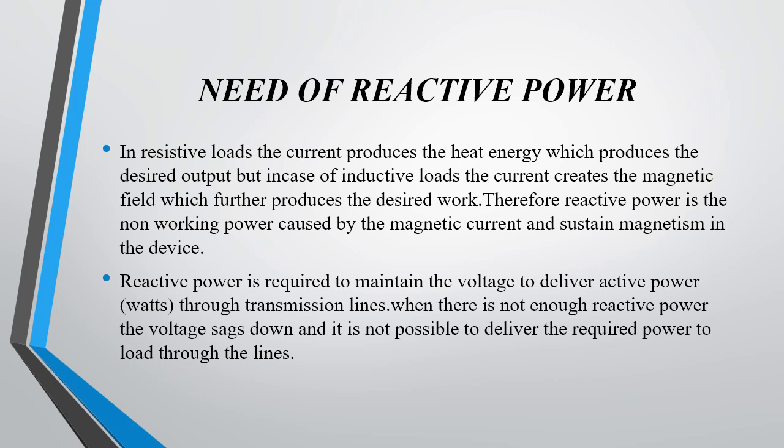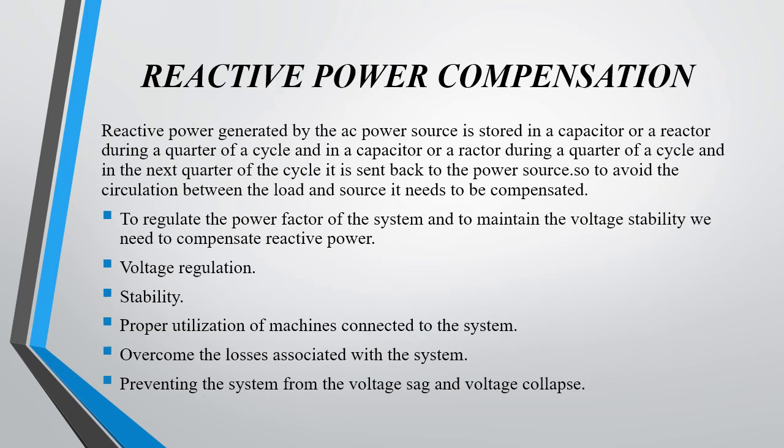Reactive power is required to maintain the voltage to deliver active power in watts through transmission lines. When there is not enough reactive power, the voltage sags down and it is not possible to deliver the required power to load through the lines.